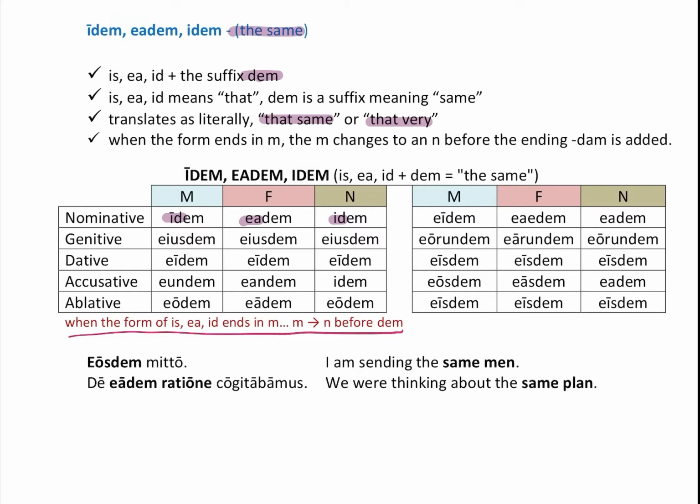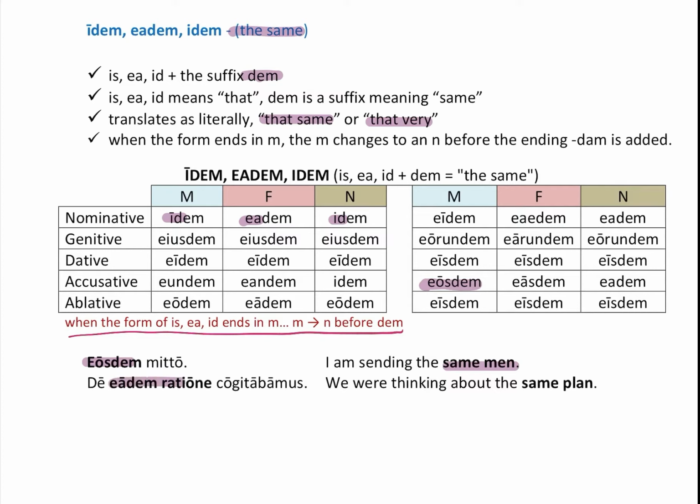So let's look at a couple of examples. Eōsdem virōs mittō. I am sending the same men, right? We wouldn't say, could you say the very men? I'm sending the very men. It sounds like an incomplete sentence, but I am sending the same men makes complete sense. And eōsdem is in the accusative, right? It still behaves like the accusative.